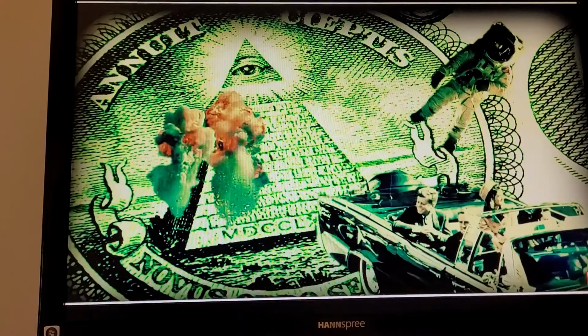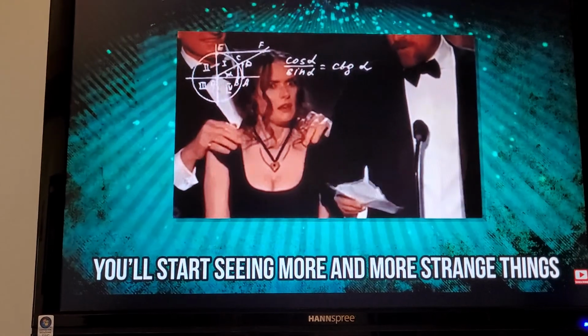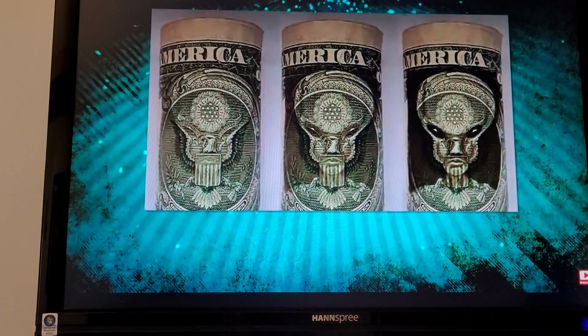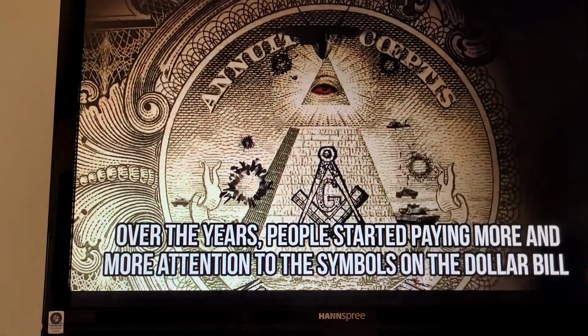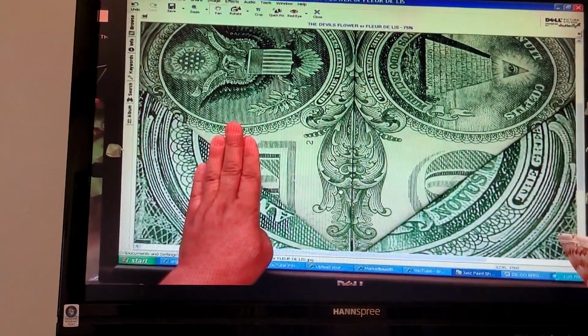Conspiracy theories. If you look at these symbols for a long time, you'll start seeing more and more strange things. No one can escape conspiracy theories, not even American money. Over the years, people started paying more and more attention to the symbols on the dollar bill, and with that came various theories and explanations of the story behind the elements.